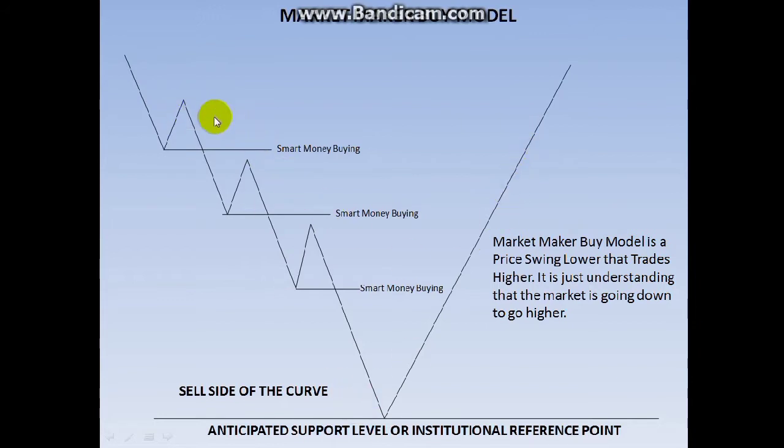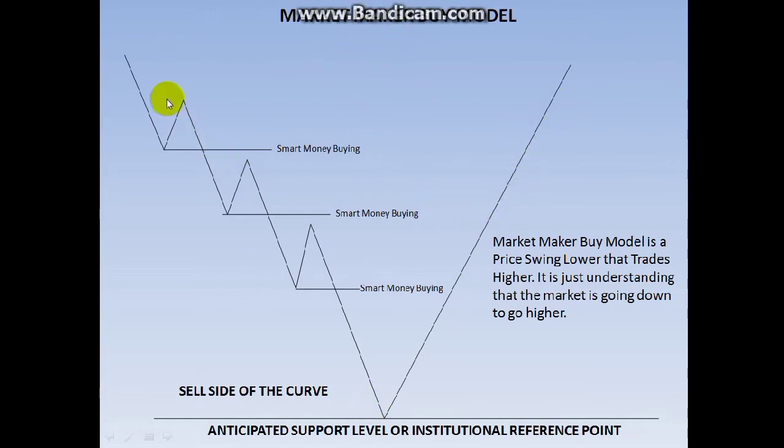So the process by which it drops down, reaches for an institutional reference point, an anticipated support level, the process by which it reaches for that support level, that is the market maker buy model. Okay, so a market maker buy model is just a price swing lower that trades higher. So this right here is a market maker buy model. Price declined to reach for a support level and starts creating higher prices, starts expanding higher. So this is a basic market maker buy model.